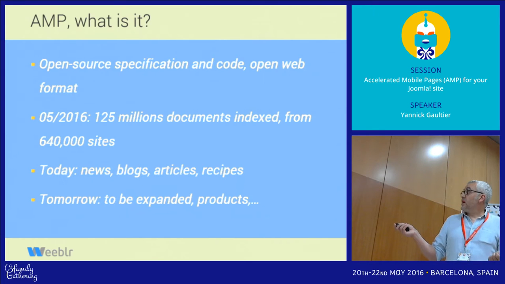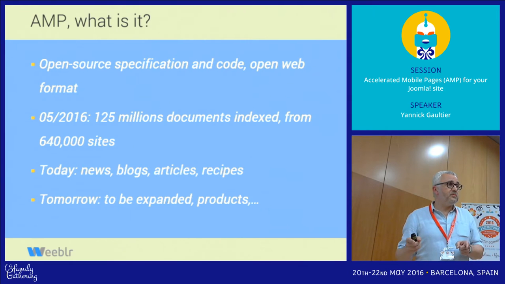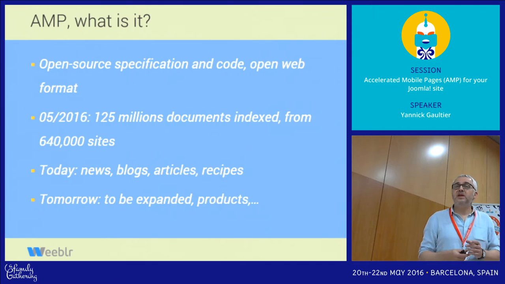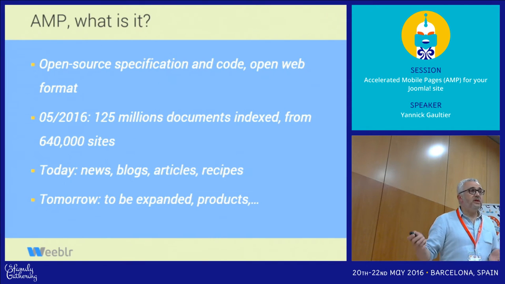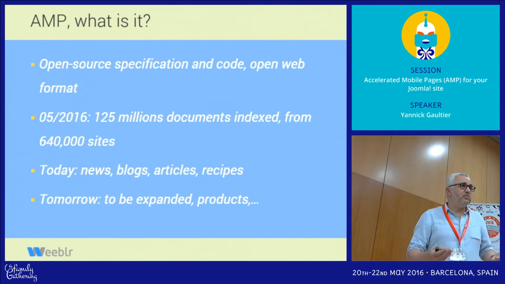On Wednesday, they announced that they have now expanded AMP pages to recipes, which is a specific kind of news, if you will, or blog post, maybe. So we expect that to expand. And one of the next steps, of course, will be to use AMP on product pages, on shops, because you search for a product, and then you see it coming up extremely quickly. So that's a big benefit.